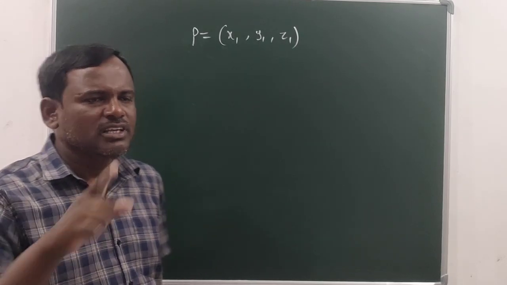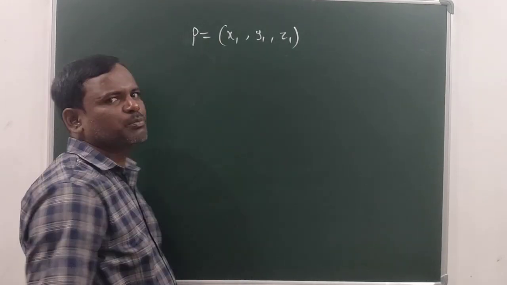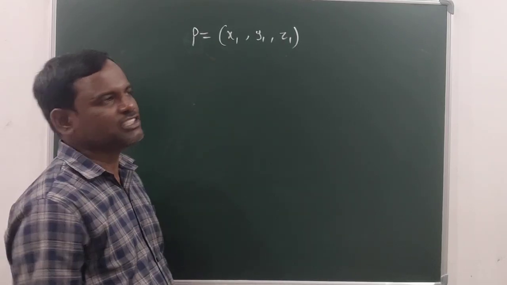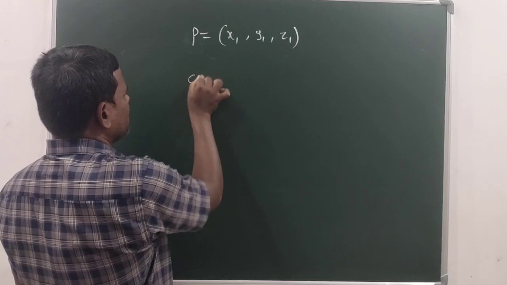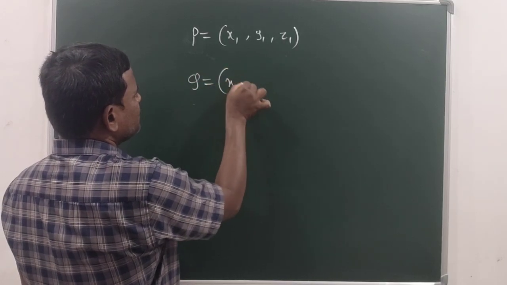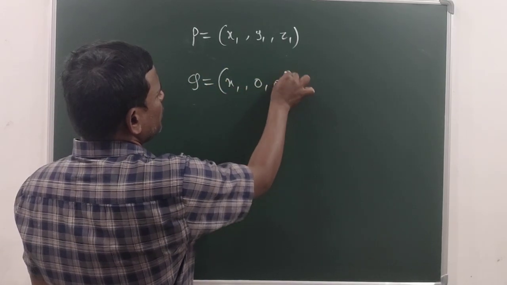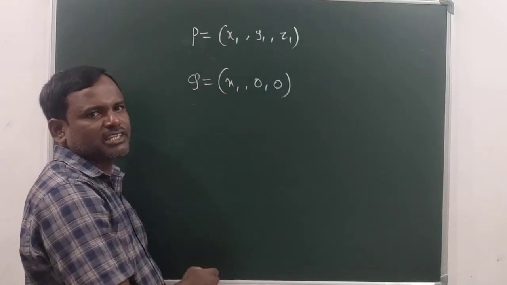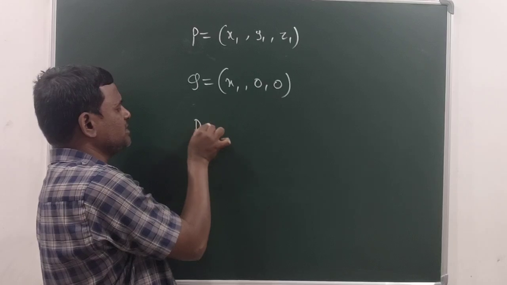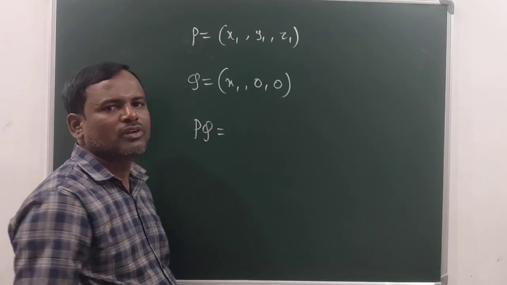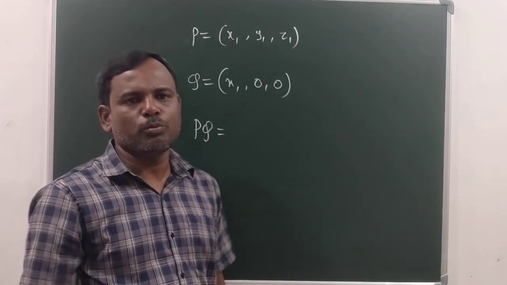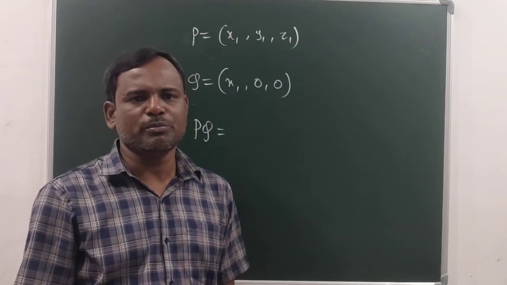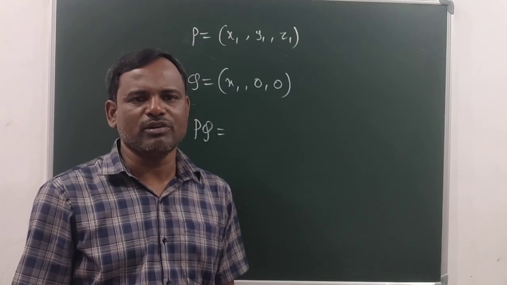Means, see, find the projection of this point on the x-axis. What is the projection of this point on the x-axis? See students, you get like this. Let it be Q. x1 comma 0 comma 0 you will get. This is the projection of this point on the x-axis. Now measure this distance. You know, to find the distance between 2 points in 2D geometry, you used the square root of x2 minus x1 whole square plus y2 minus y1 whole square.